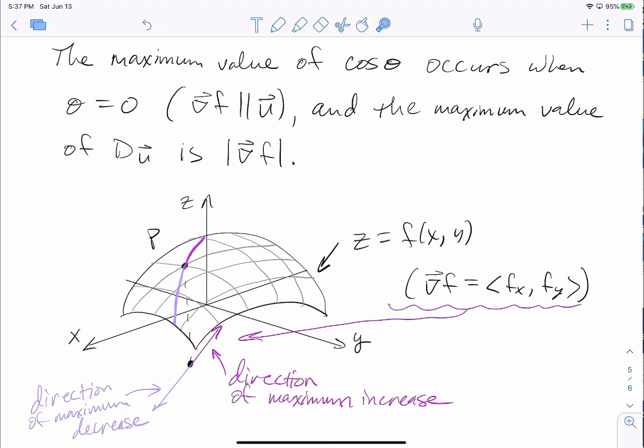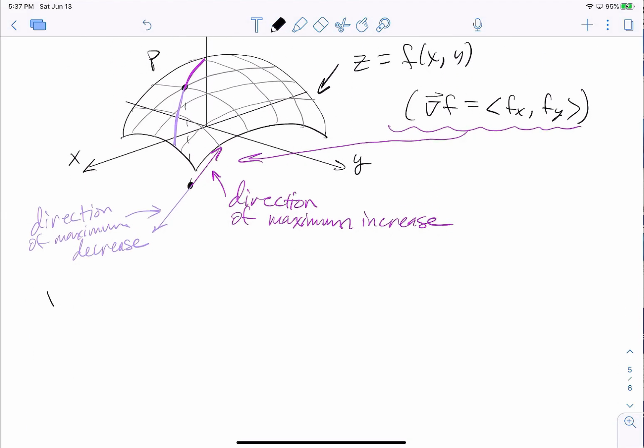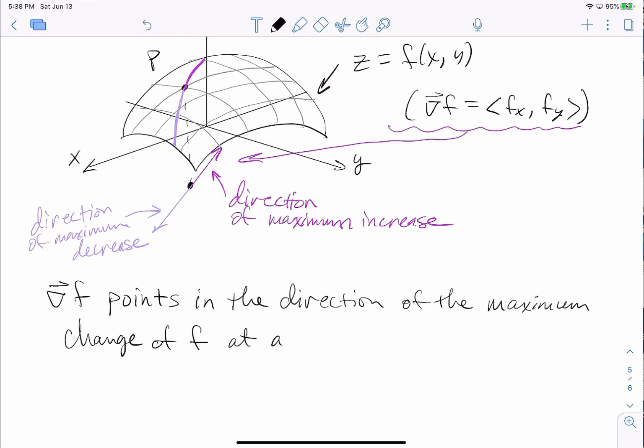All right, so we have here the maximum value of the directional derivative in the direction of u is the magnitude of del f. And we can wrap this up by saying del f points in the direction of the maximum change of f at a point P.